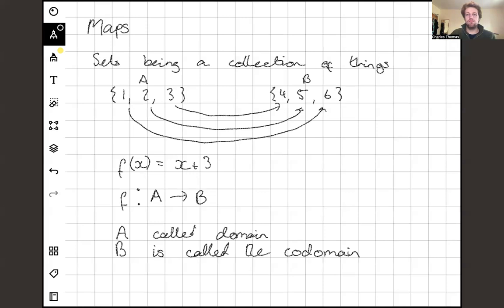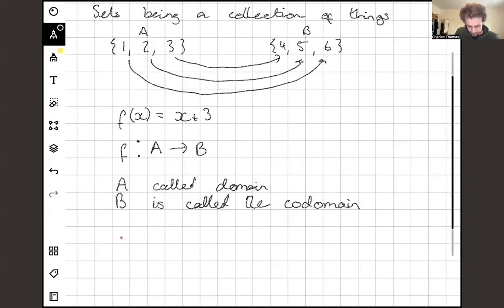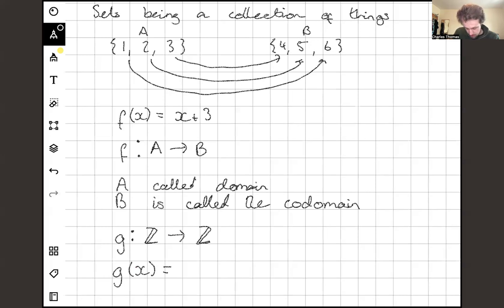So to give you another example, we could have a map called g that goes from the integers, which we call Z, to the integers, Z, and this means it eats some integer and gives us back, say, an integer squared.